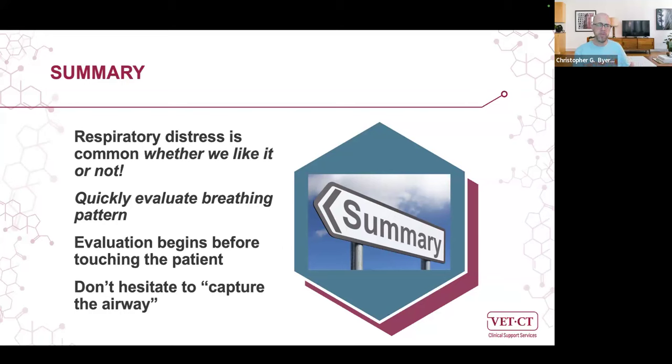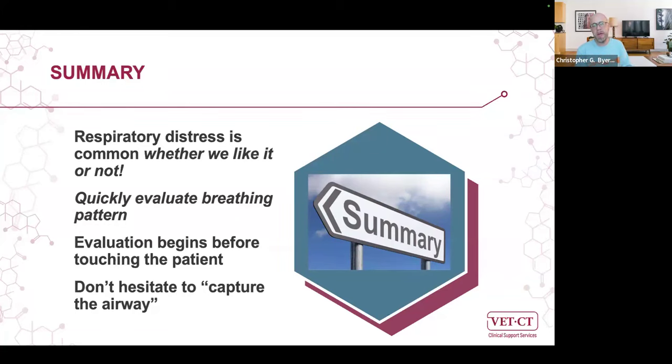So that is our time chatting about how we can use respiratory patterns to help us localize where in the respiratory tree a patient's problem is. Because whether we like it or not, respiratory distress is going to happen. It's probably going to happen in the middle of the craziest work day that we have and really mess with our schedules, but it's going to happen.